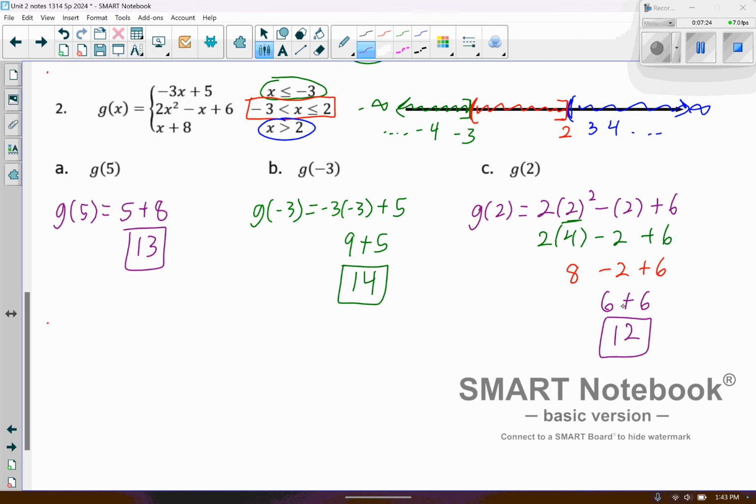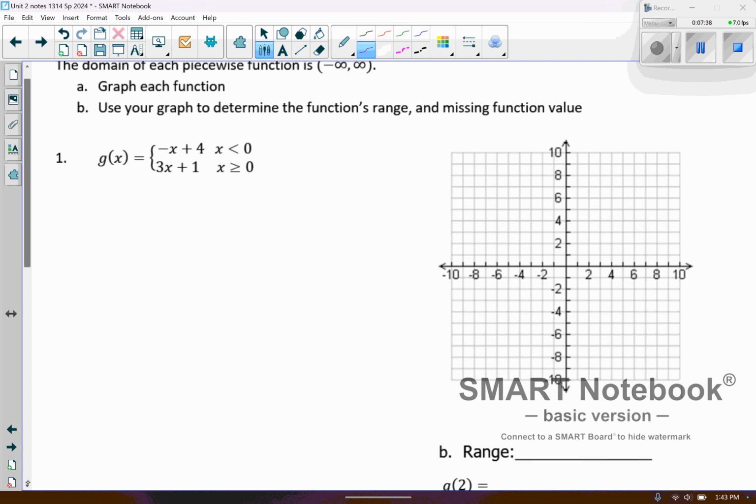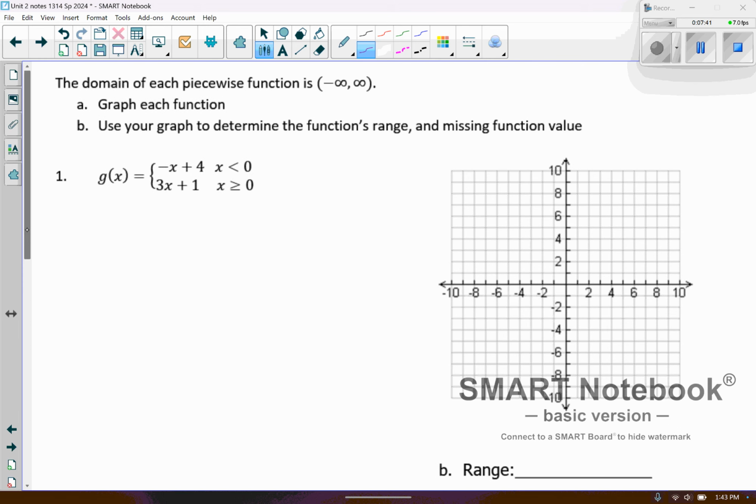Okay, so let's see what we got next. What we're going to do now is graph them and then also list the range, and I believe there might be a function value to pick right there. Yes. So the domain of these piecewise functions goes from negative to positive infinity. What that means is our graph is going to go left and right indefinitely, in both directions, with no gaps. There could be gaps, though, in the range. And so that's why we're going to be asked to find the range. Graph each function. Use your graph to determine the function's range and the missing function value.